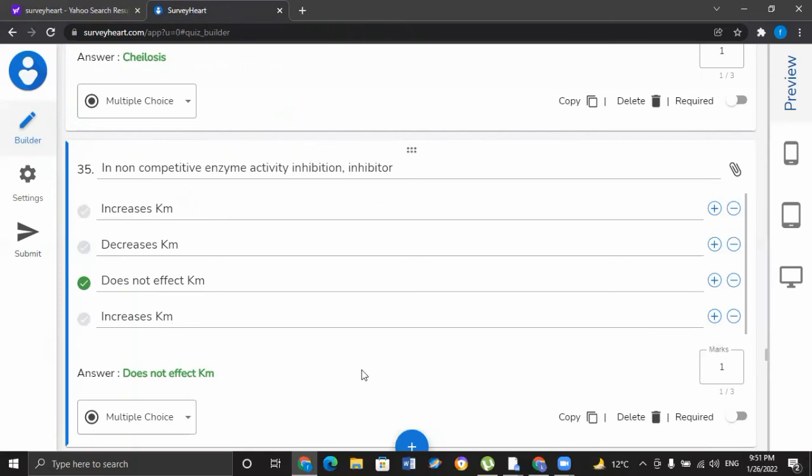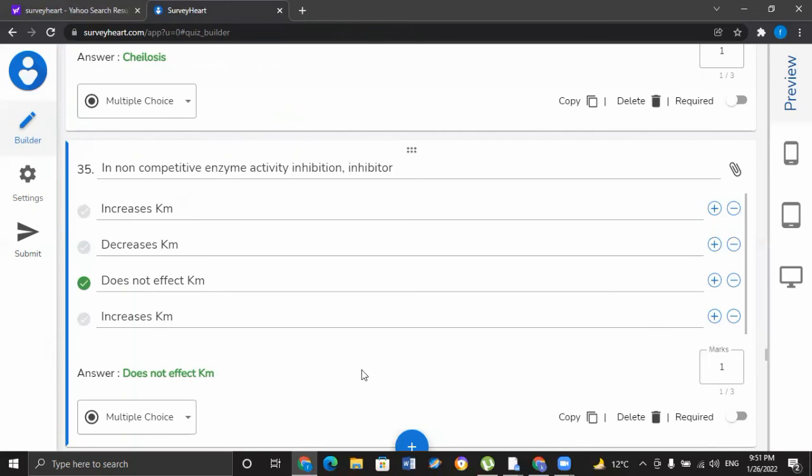अच्छा, इसको हम लोग क्या कहते हैं? Because they do not compete with the substrate for the active site of the enzyme, that's why they are known as non-competitive inhibitors. So in non-competitive enzyme inhibition, the inhibitor does not affect Km.